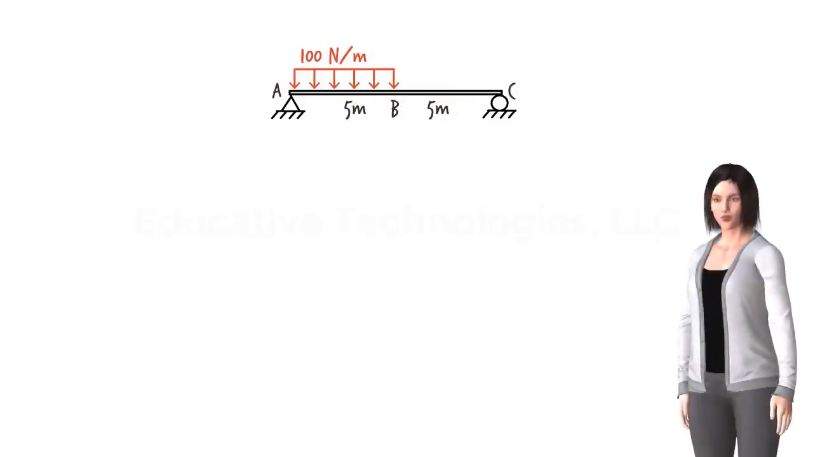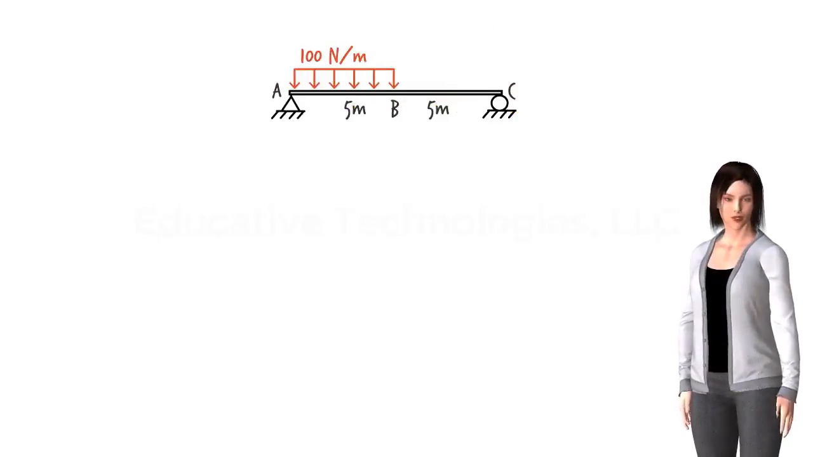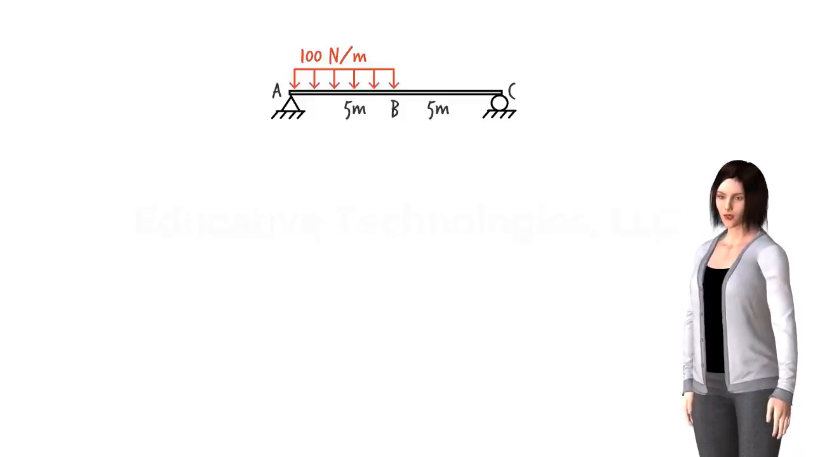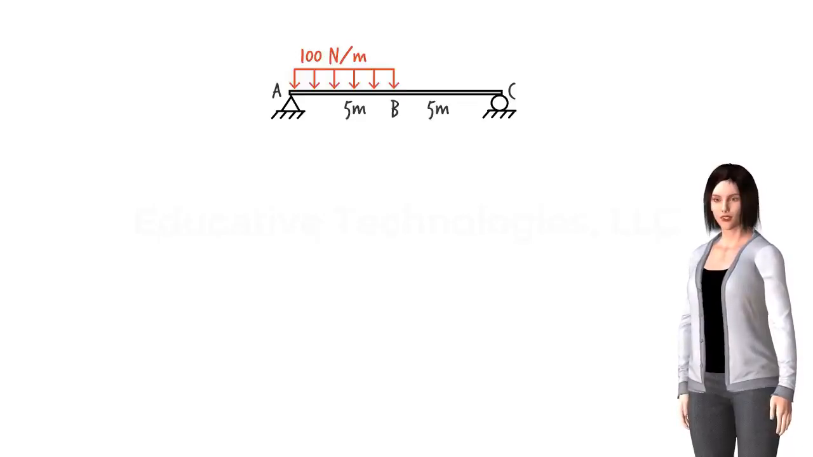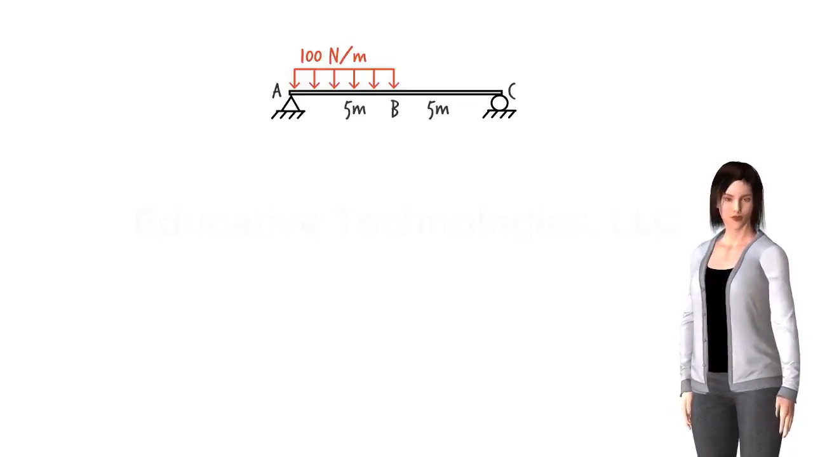Before we end this session, let's examine another case. Here, half of the beam is subjected to a distributed load, but the other half is not subjected to any loads. We wish to write shear and moment equations for the beam. Step 1. Find the support reactions.